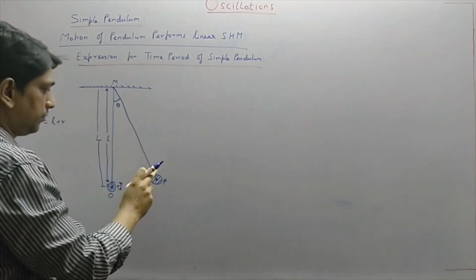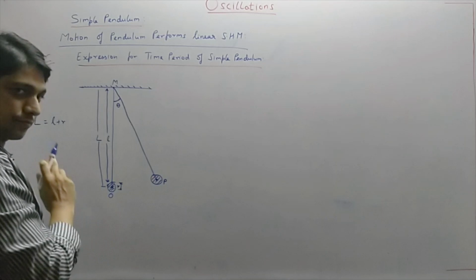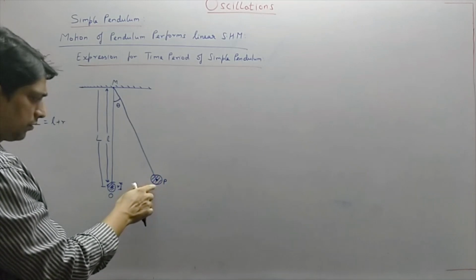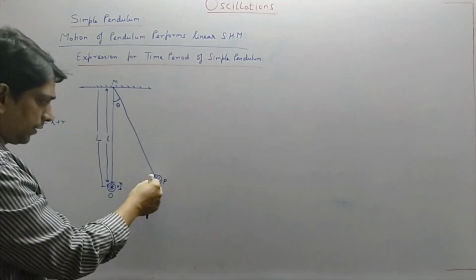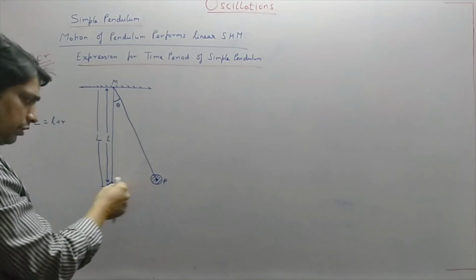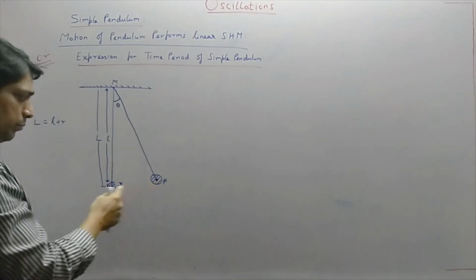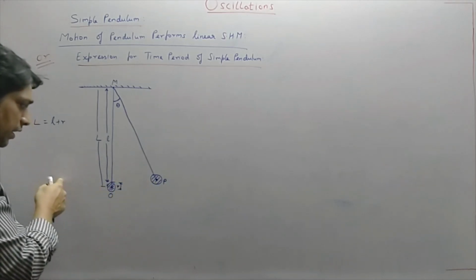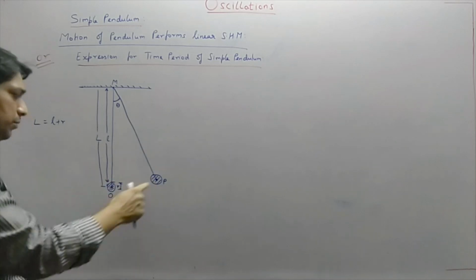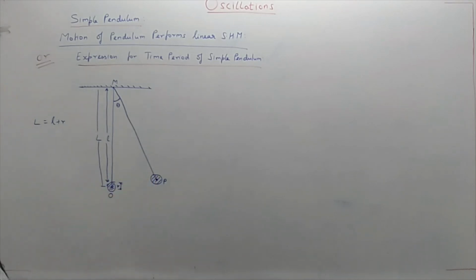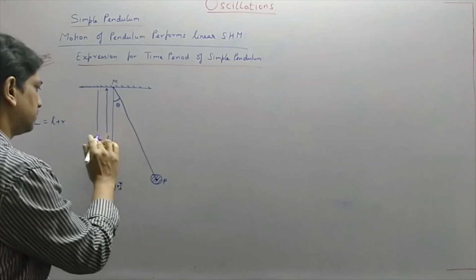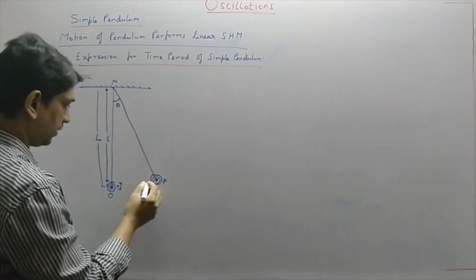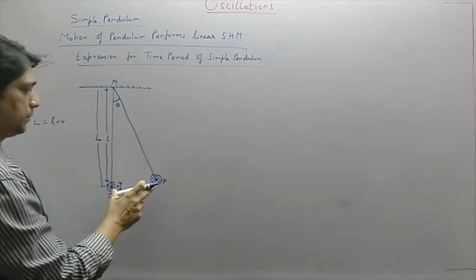The bob is going to perform linear simple harmonic motion, because at this point, due to the gravitational force, the restoring force becomes maximum, and it will try to come back to its mean position. When it reaches the mean position, due to inertia it moves further, and hence it performs linear simple harmonic motion between two extreme positions. Here L is the total length of the pendulum, theta is the angular displacement, and if the particle moves from this point to this point, its displacement from the mean position is x.